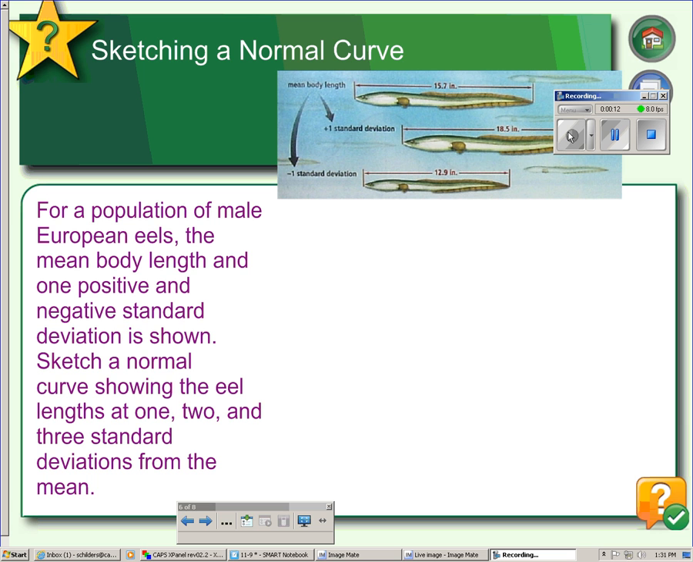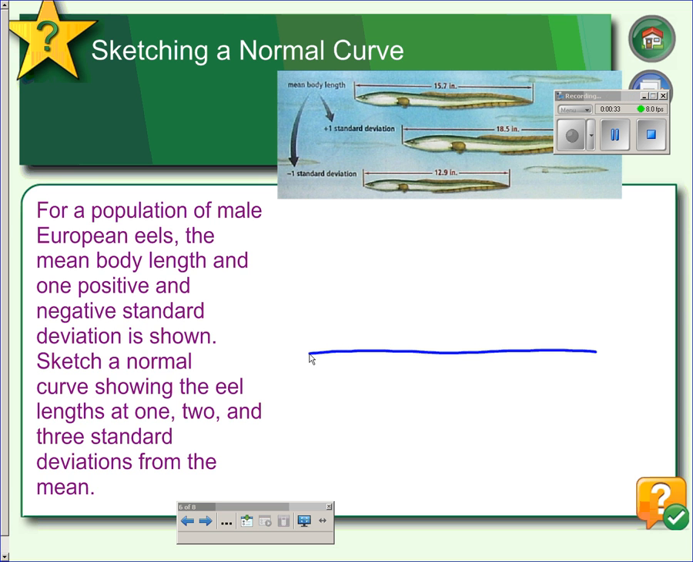So in this example, we have a population of male European eels, and you can see in the picture that they've given us the mean and one standard deviation above the mean and one standard deviation below the mean. What they're asking us to do is draw a normal curve and label 1, 2, and 3 standard deviations from the mean. So, draw our normal curve here. The mean would go in the middle, and then one standard deviation we know is 18.5.